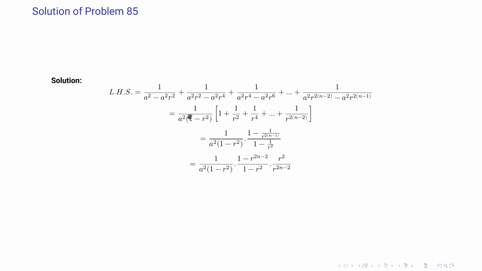So we take out the common terms, that is a square multiplied with (1 minus r square). What remains inside is 1 plus 1 by r square plus 1 by r to the power 4 up to 1 by r to the power 2n minus 2. So we see that this is a GP with common ratio 1 by r square. So we evaluate this and we solve further to get the desired solution.